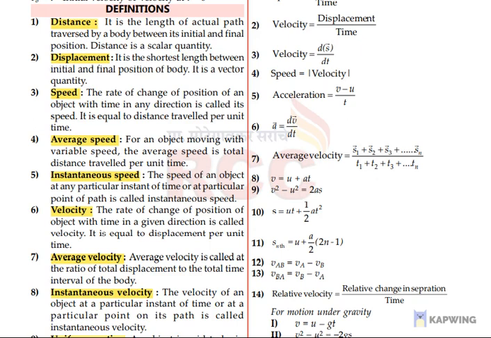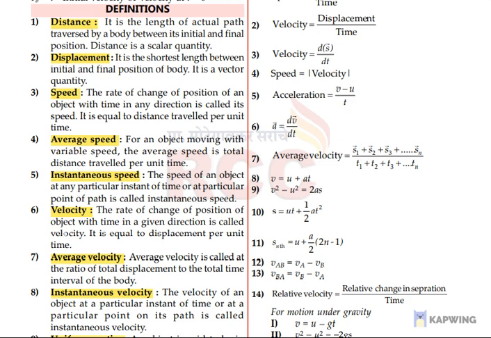Next, instantaneous speed. The speed of an object at any particular instant of time or at particular point of path is called instantaneous speed.